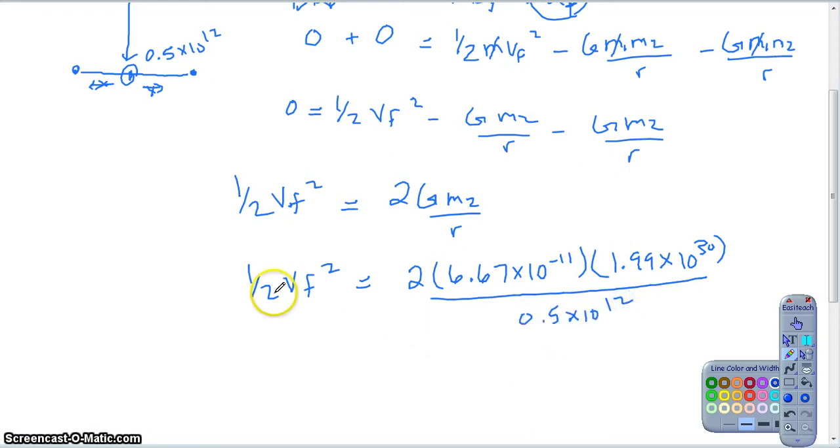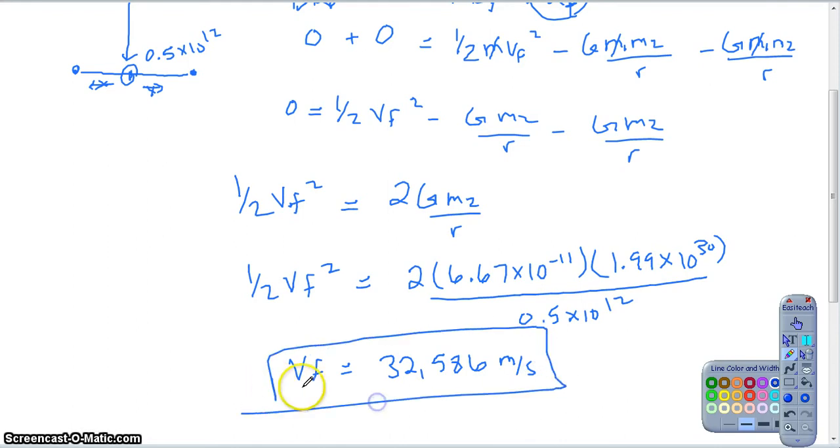So solving that out, and then solving for v, I'll trust that you can do the mathematics here, but I end up getting about 32,586. Obviously you can round that off where you feel appropriate, but I'll go ahead and write it out a couple of significant digits there. So the final speed should end up being 32,586 meters per second.